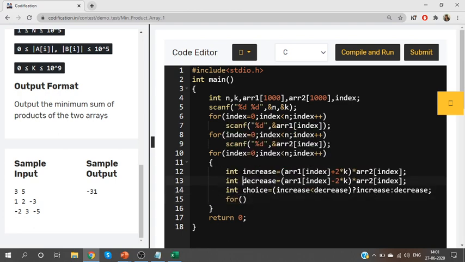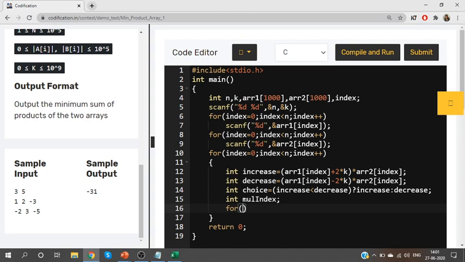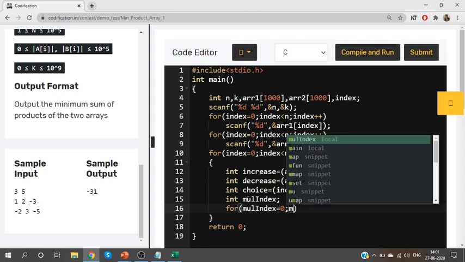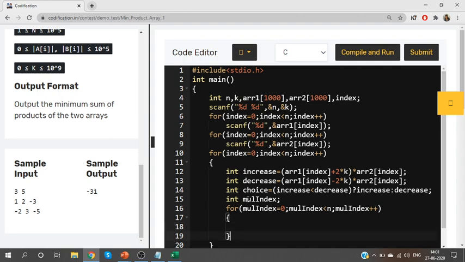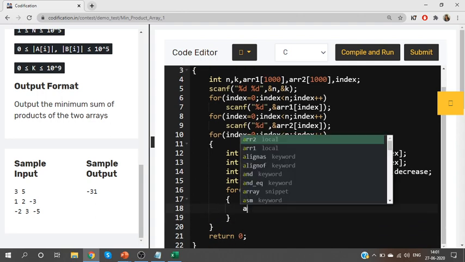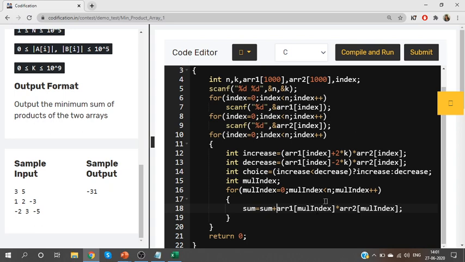Okay. So for, I'm going to use multiplication index. Starting from 0, multiply all the elements. So less than n, multiplication index plus plus. Okay, what should we do? We have to multiply array 1's multiplication index with array 2's multiplication index. Right? Multiply array 1 element with array 2 element and parallelly keep adding those values. Multiply the two values and parallelly add the values.